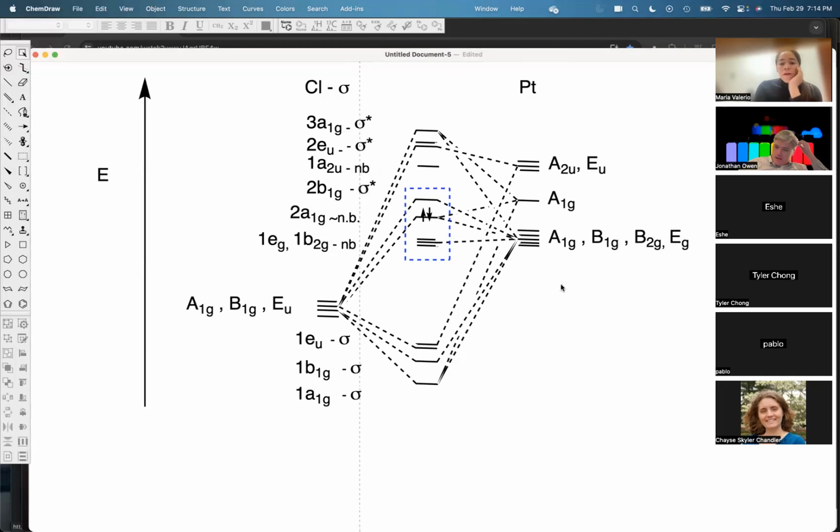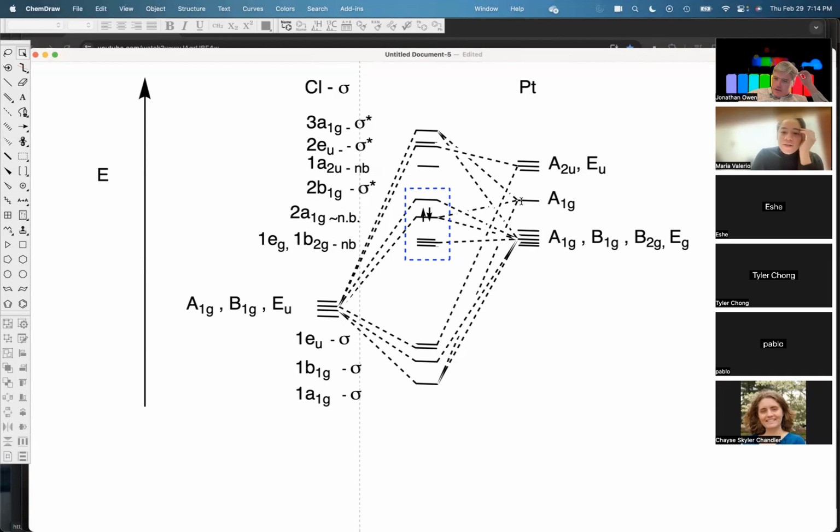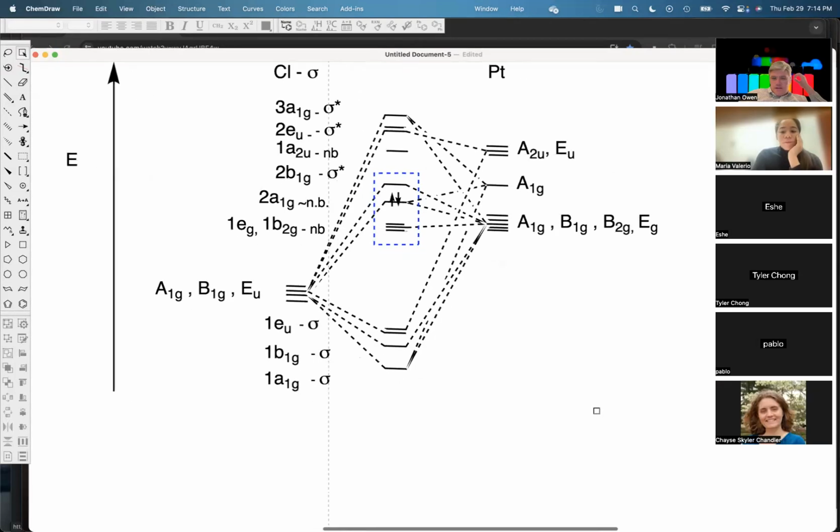Yes, go ahead. Could we draw a calc for the dz squared? Yes, that's what I would like to do next. Let's do a calc for dz squared.